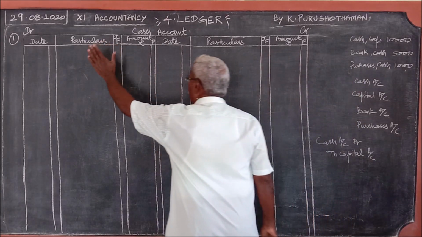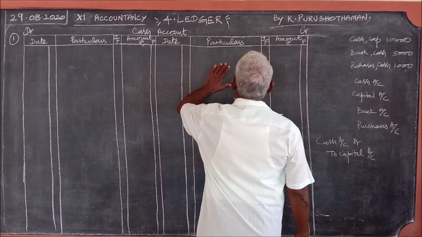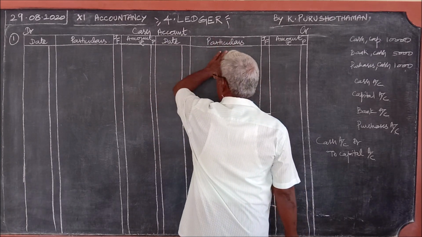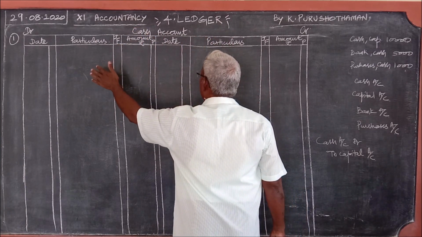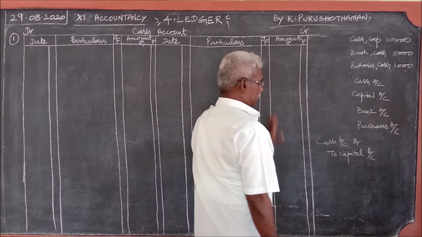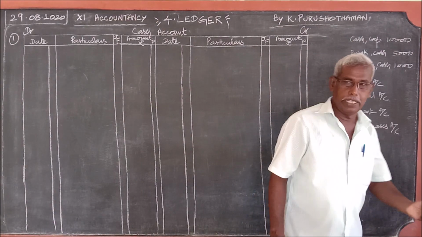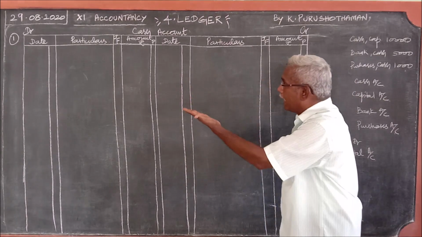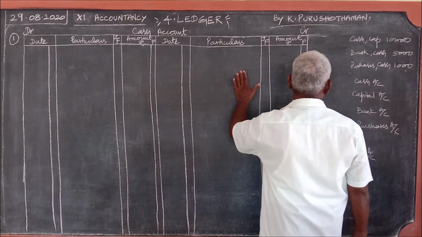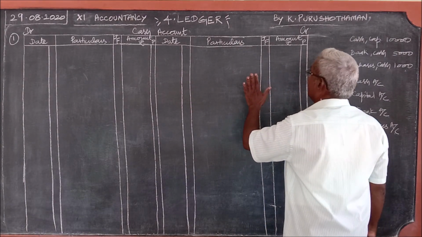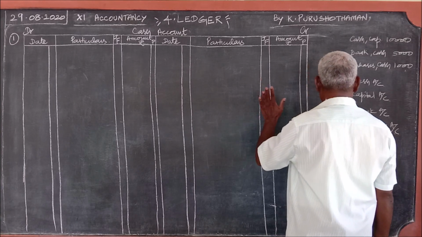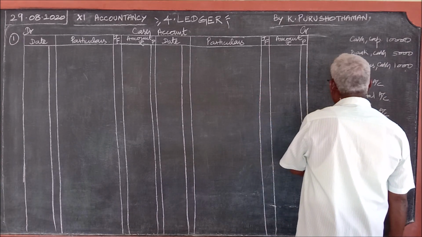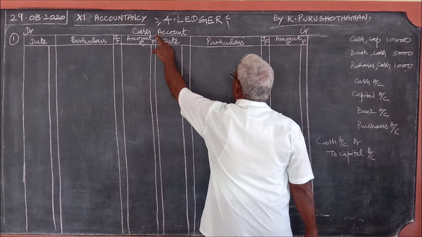Since there are two sides here, our aim is on what side we should make the posting. Whether it should be on the debit side or on the credit side. We must remember that we are preparing the ledger for cash account.